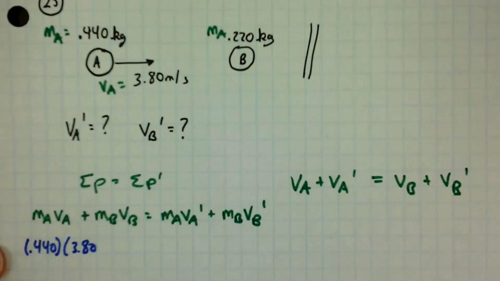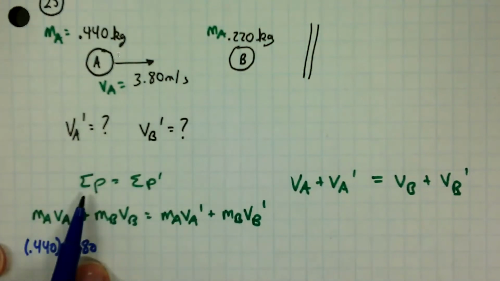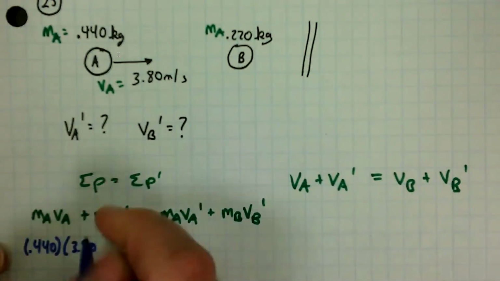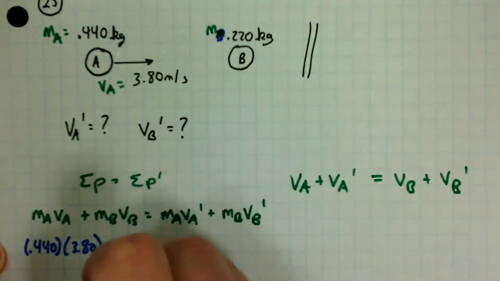Sorry, for the benefit of the people watching the recording, we set up our knowns and unknowns, and then we said the two equations we've got to solve are conservation of momentum and the elastic collision condition. Oops, sorry, this is MB.